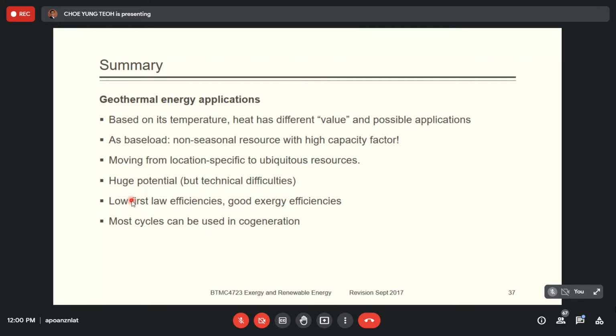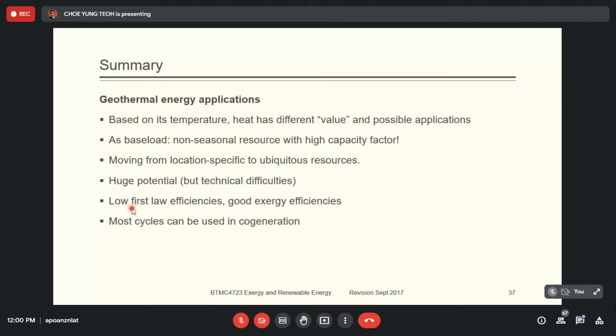Huge potential means that technically you can get geothermal resources everywhere. This depends on how deep you want to drill. Okay, this is where we have the technical difficulty of drilling deeper. And geothermal resources always have low first law efficiency and good exergy efficiency.